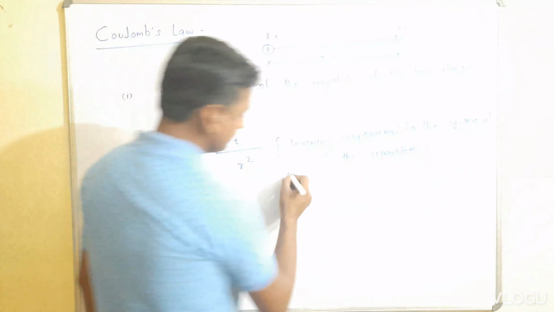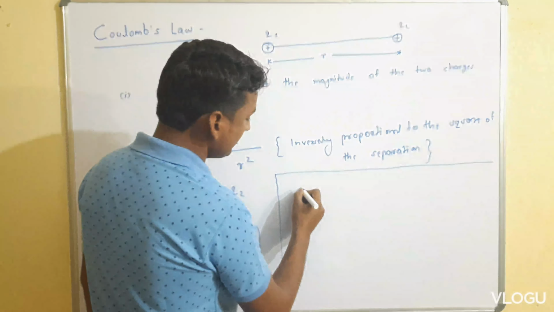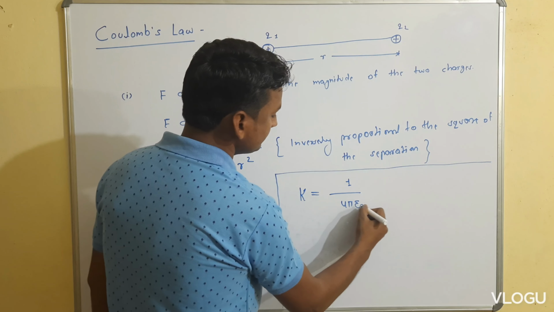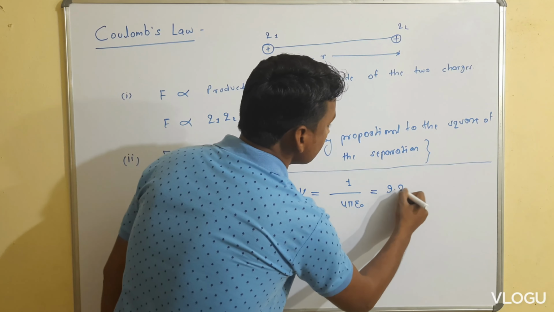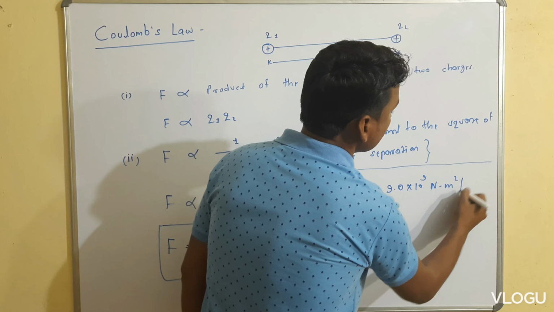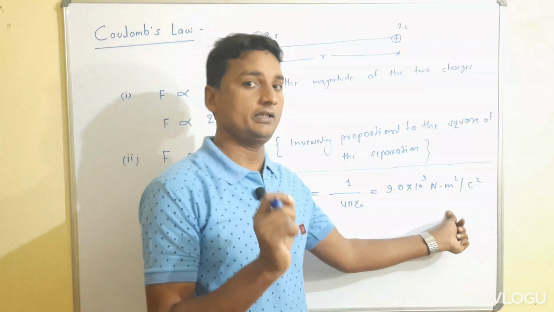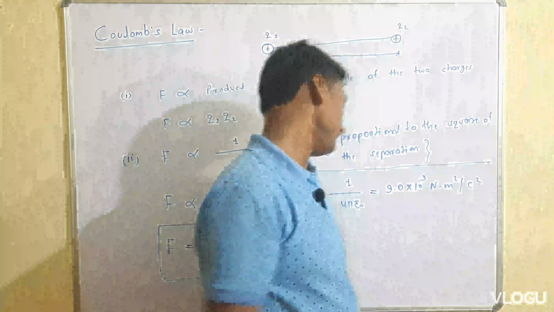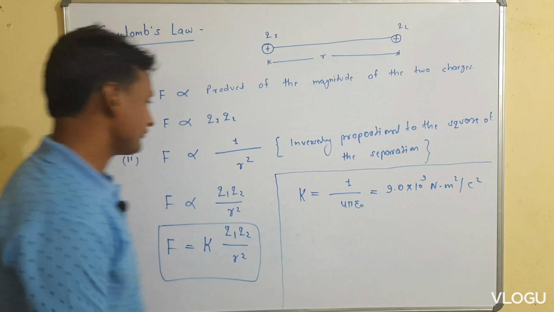So now this constant K is also replaced by K is equal to 1 by 4 pi epsilon naught, and its value is given by 9.0 into 10 over the power 9 Newton meter square per Coulomb square. When you are going to write the value of K, you need to be quite clear with the unit, that is Newton meter square per Coulomb square. So K is equal to 9.0 into 10 over the power 9 Newton meter square per Coulomb square.